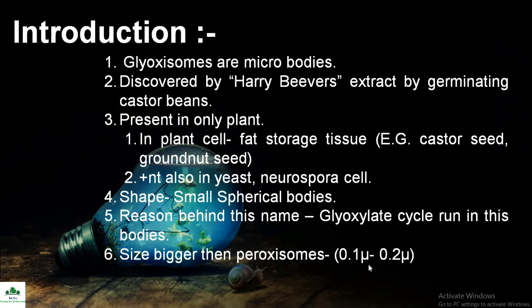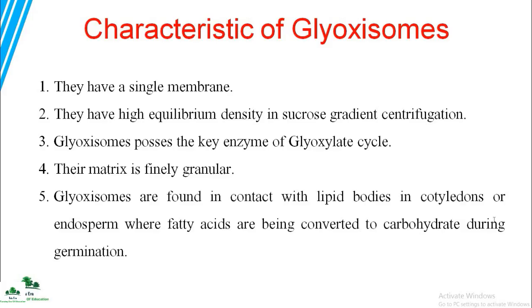The reason behind this name is that the glyoxylate cycle takes place in these bodies. In plants, the glyoxylate cycle occurs in special peroxisomes, which are called glyoxysomes. This cycle allows seeds to use lipids as a source of energy to form the shoot during germination.